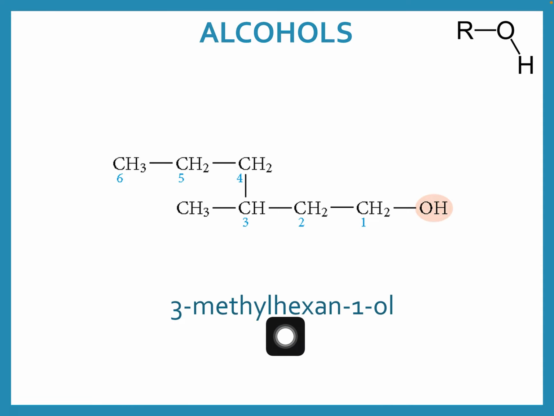So we've got the parent chain, the longest chain of carbons is 6, so hexane. The alcohol is attached to the 1st carbon, and then we have a methyl group that's attached on the 3rd carbon of the parent chain.